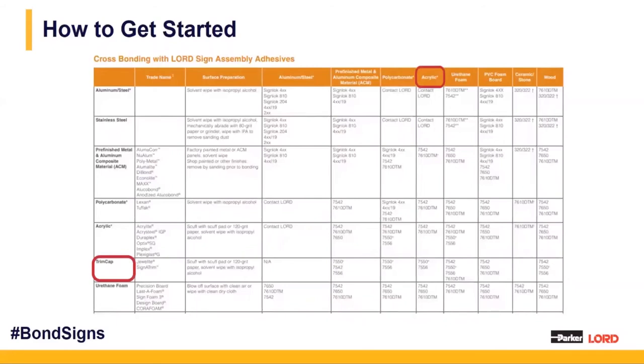So for example, say you want to bond trim cap to acrylic. What you'll do is you'll follow acrylic down and then follow trim cap over until you see that we're recommending the 7550 or the 7556 urethane adhesives. You can then research those products using our search tool on our website if you wanted more information, or you can give us a call.